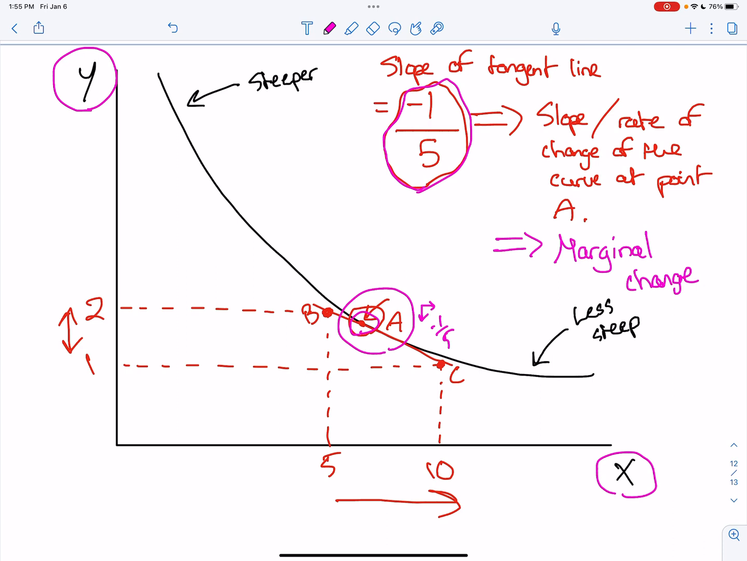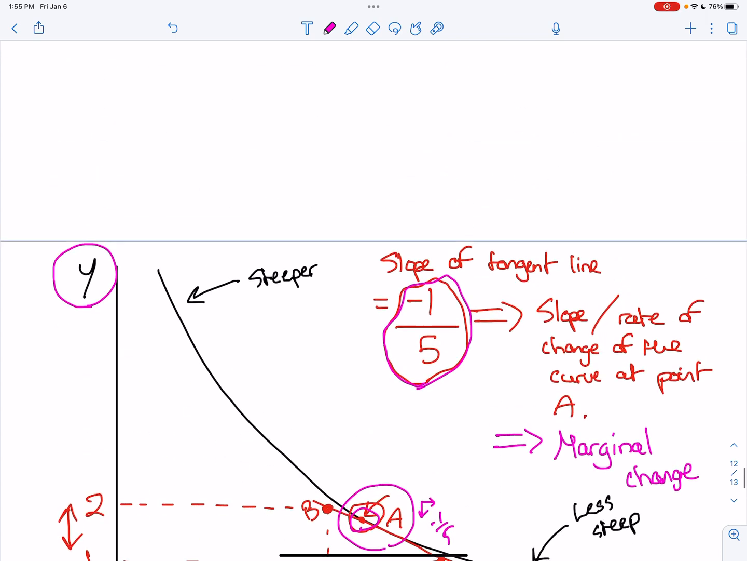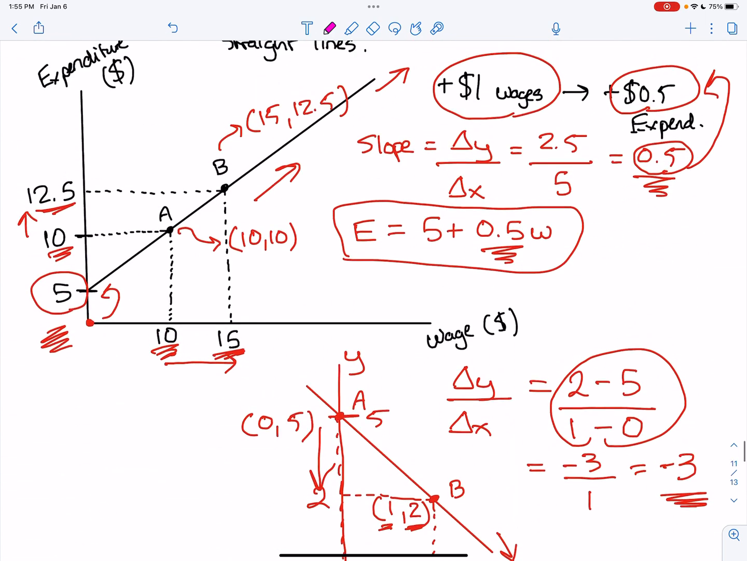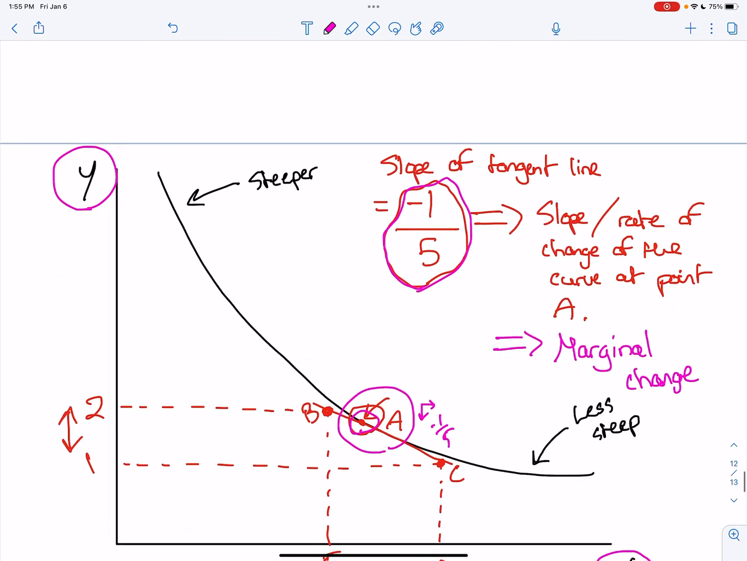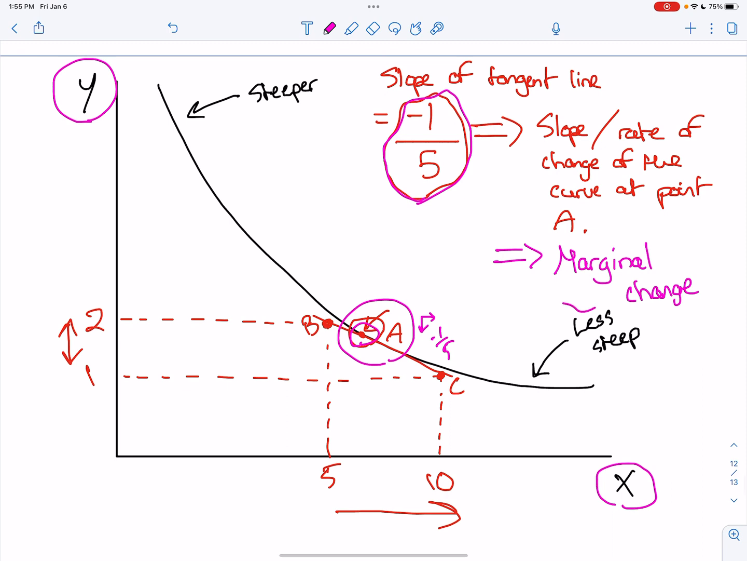You have to find the slope of the tangent line at that point. All right? And if you have 2 points on that tangent line, all you have to do is treat it like a linear function and use delta y over delta x to find that slope, and once you have found the marginal change at that point on the curve. All right?